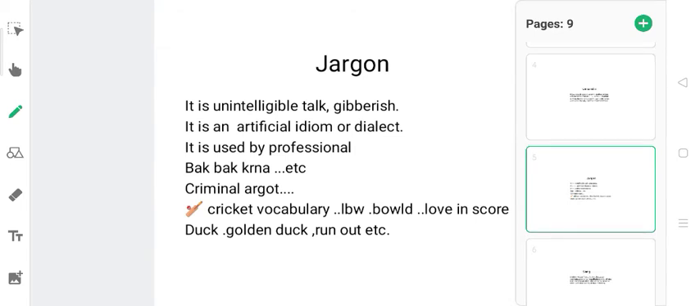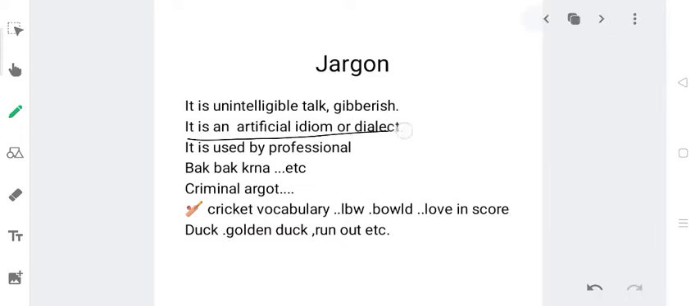Next is jargon. This is a very important term. The definition of jargon is: it is unintelligible talk, an artificial idiom or dialect. What is jargon? Basically, it is a language which is unascertainable to the people. Why is it unascertainable? There is a reason for it. It is a language which we cannot understand. This is a special vocabulary, and you cannot understand that vocabulary if it is taken out of context.